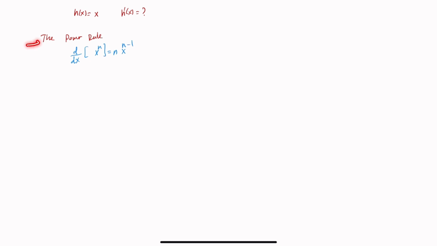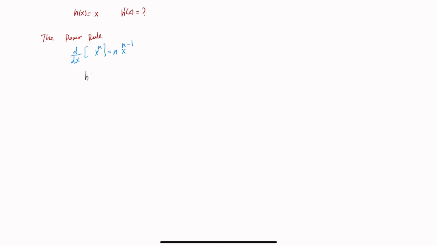So first, let's use the power rule. So remember, the power rule is when we have x to the n, that n is going to be a multiple of x, and then the power can be subtracted by 1. Now let's apply it to our function.